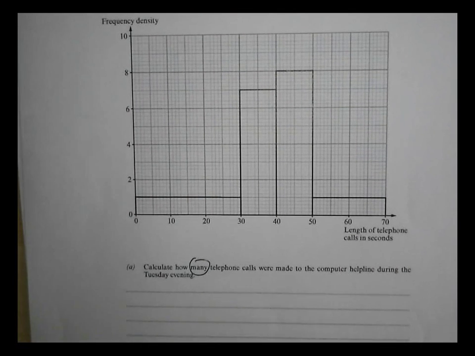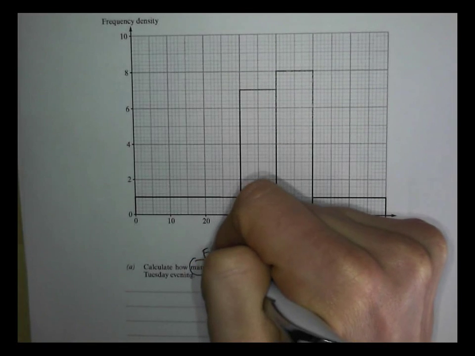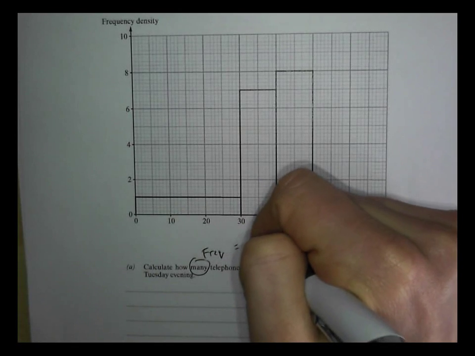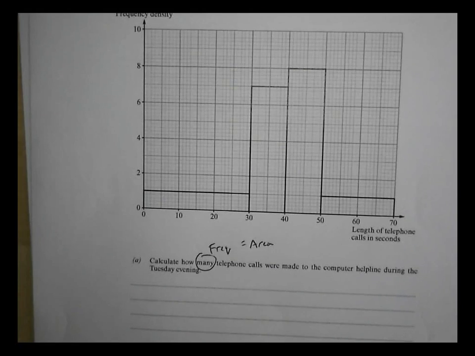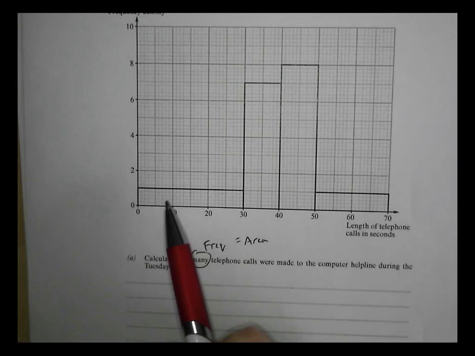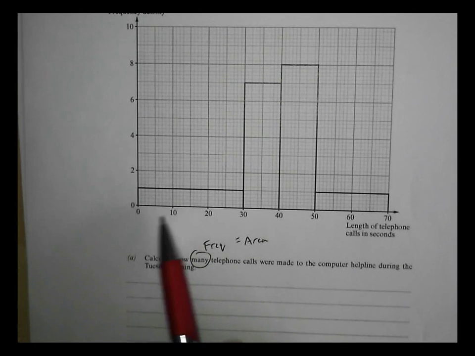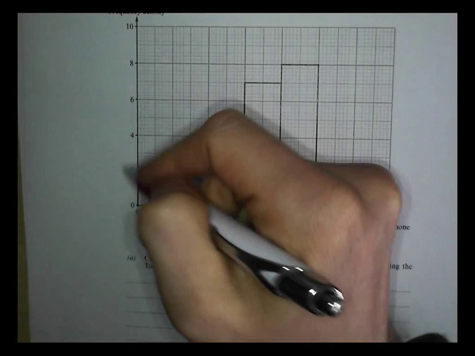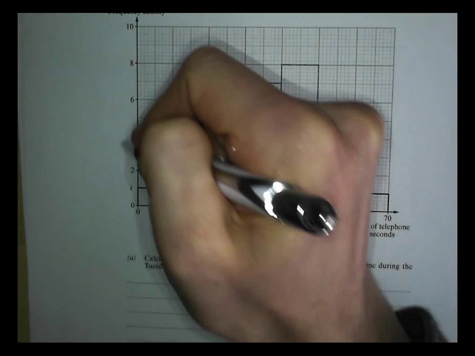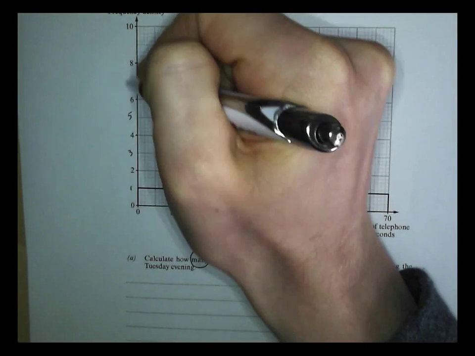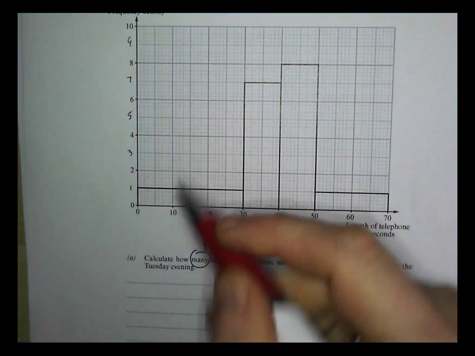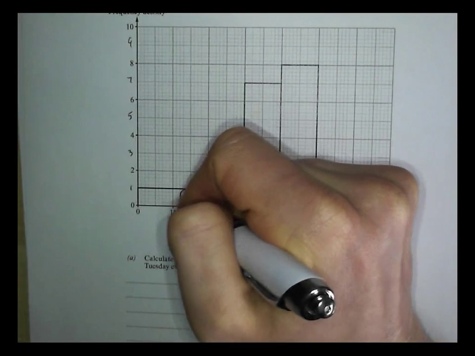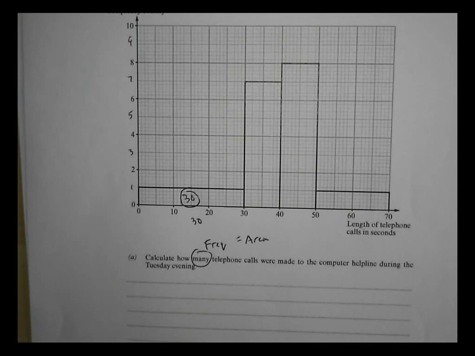As soon as we see "how many", that is frequency, and if it's a histogram, we've got to think area. The area of each bar is going to give us the frequency. So let's take this first bar. That goes from 0 to 30, so that's got a width of 30 on the bottom. It might save me a bit of time later on, labelling the odd numbers there. It's got a height of 1. 30 times 1 is 30. So that group has a frequency of 30.